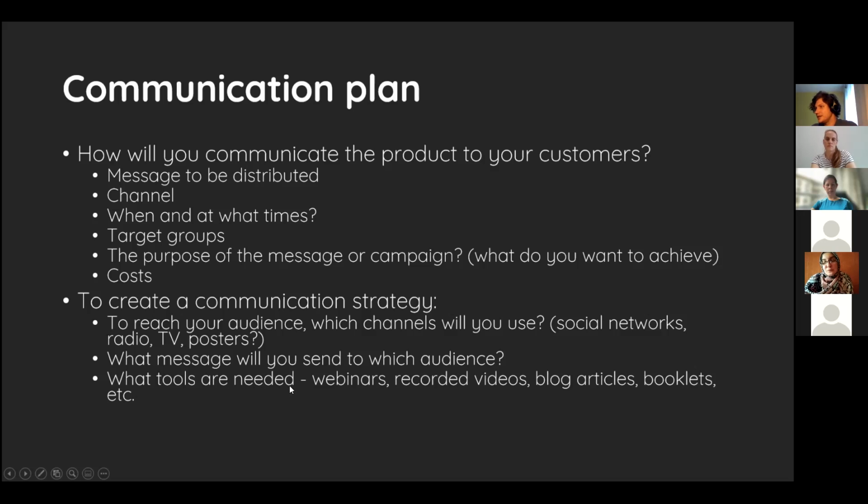What tools are needed? Are those webinars? Maybe you need to educate your audience about the specifics of your product, and that is very much needed through webinars. But also consider that we are in these COVID times. People are somehow bored of all those seminars and web meetings. You should also look for cooler ideas for how to approach your audience.